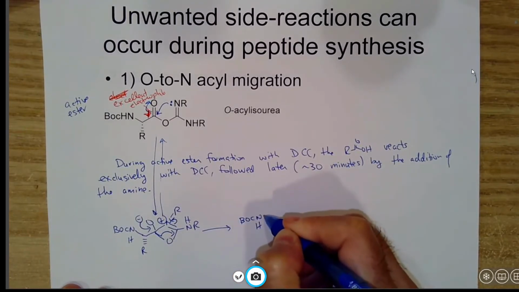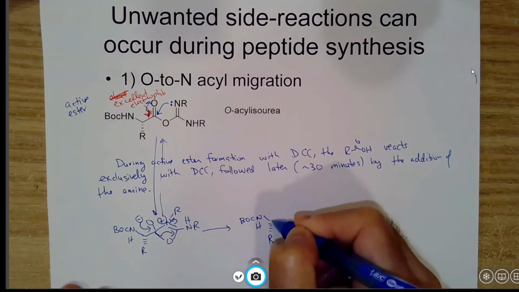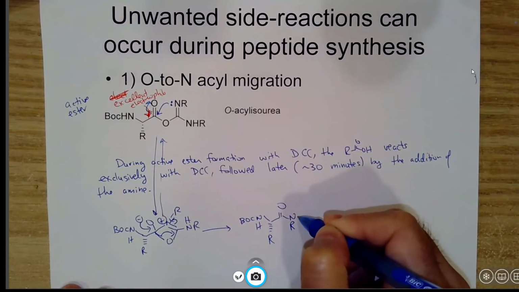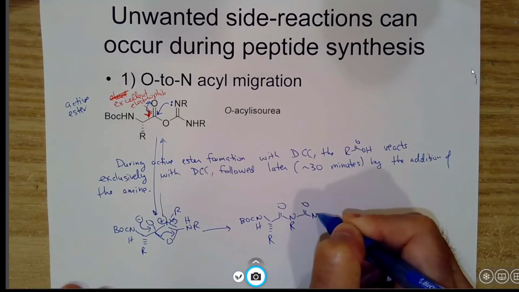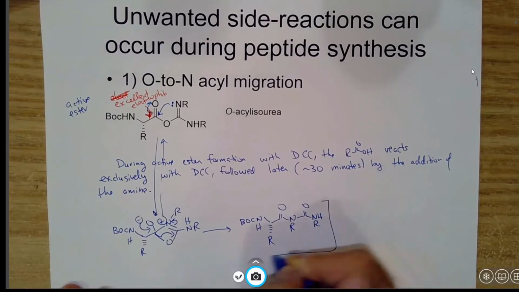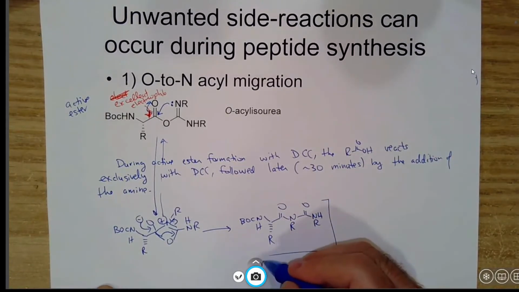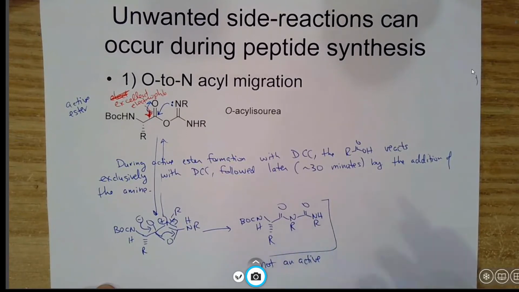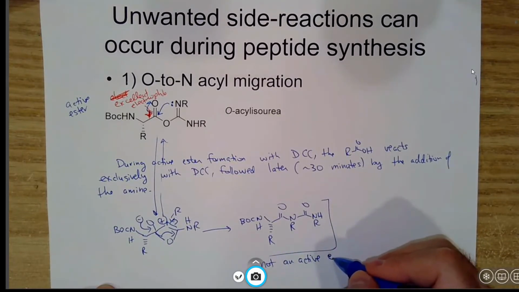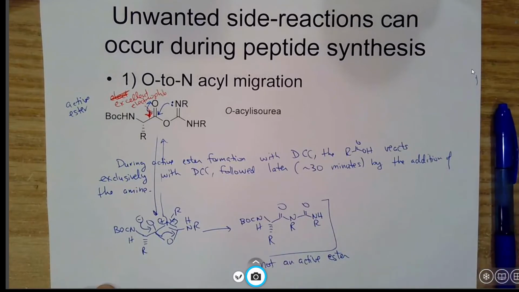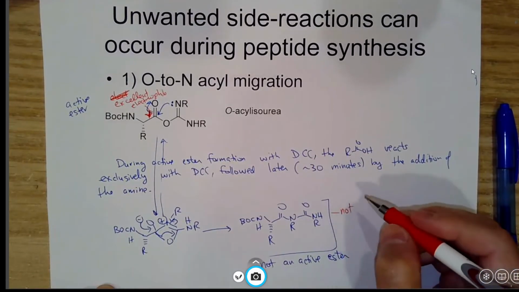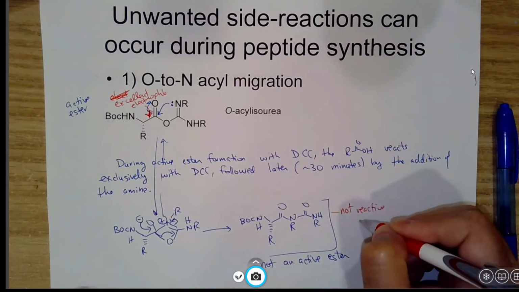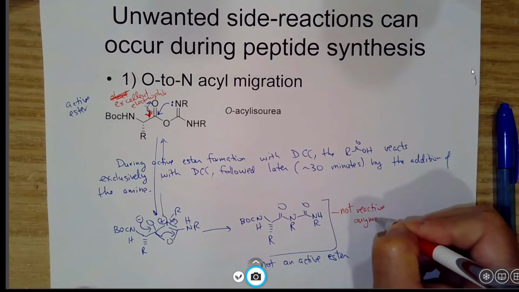So if that happens, you're going to now end up with this compound here, which actually is now not an active ester. Okay, not an active ester. It's not reactive anymore. You have 2 amides here. So basically the reactivity is short-lived is what I'm trying to say. So it's important that you add these things in a timely manner.